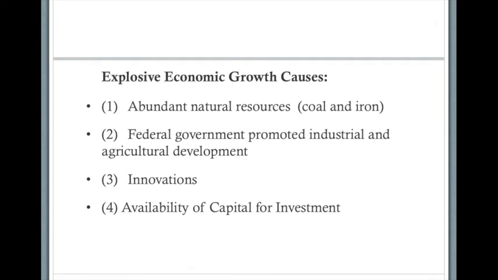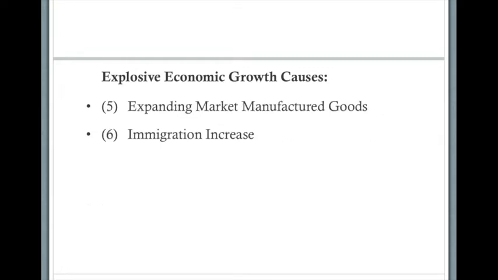There were explosive economic growth causes. The first was an abundance of natural resources, specifically coal and iron. The federal government promoted industrial and agricultural development, innovations, the availability of capital for investment, the expanding market for manufactured goods, and immigration increase.